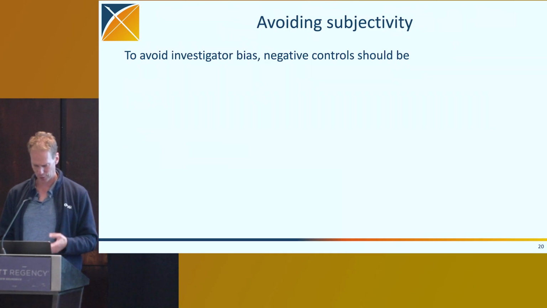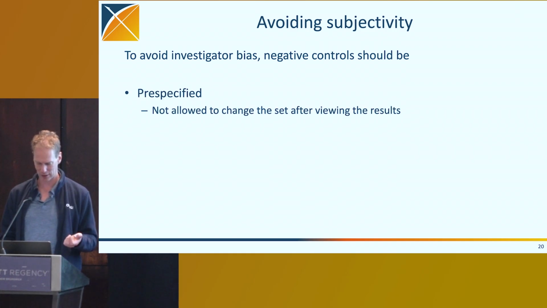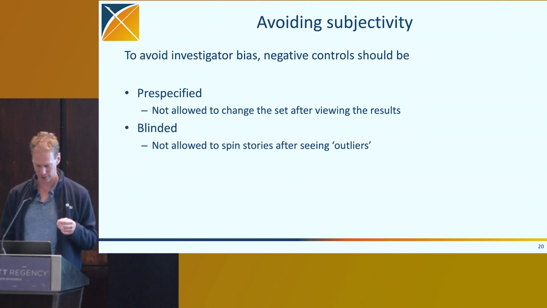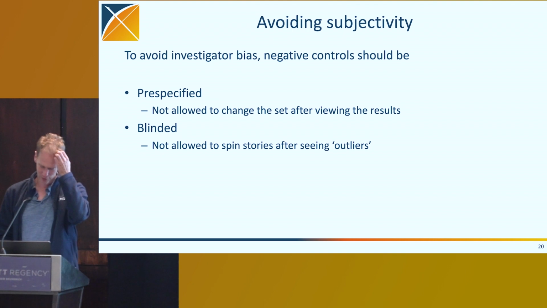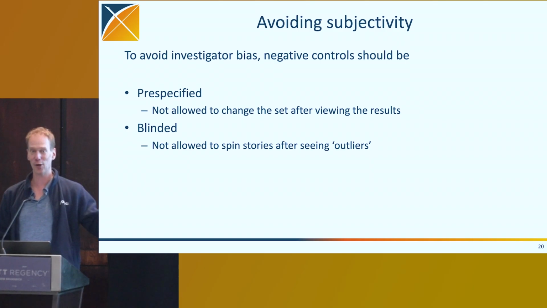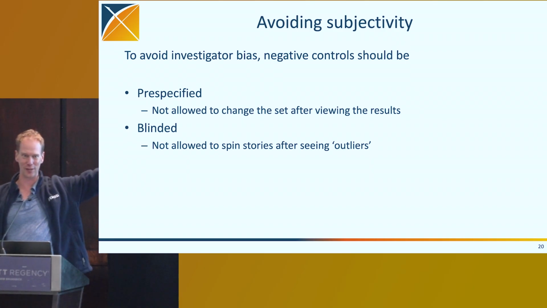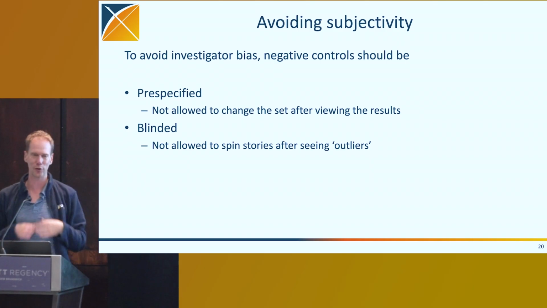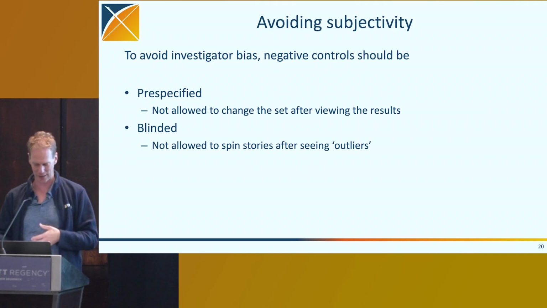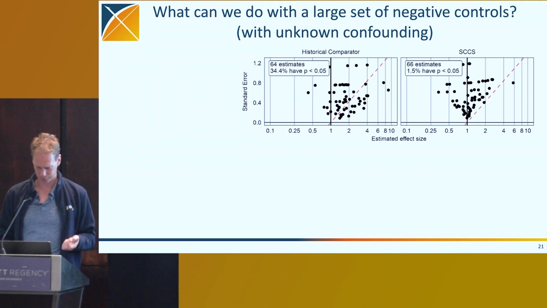The important thing, I think, is if you want to avoid investigator bias, you should pre-specify the negative controls, so not change them after you've seen the actual results. And also, as you'll see in all of our plots where we show negative controls, we don't show you what the names are, because otherwise you see the one negative control that's all the way out there, and then you look at it, and then you start making up stories that explain it away, and then you're going to take it away. And that is basically p-hacking.